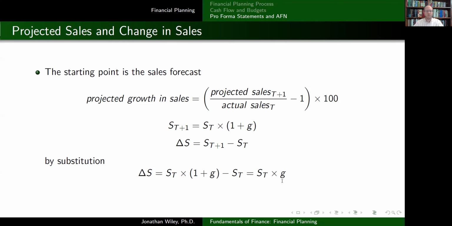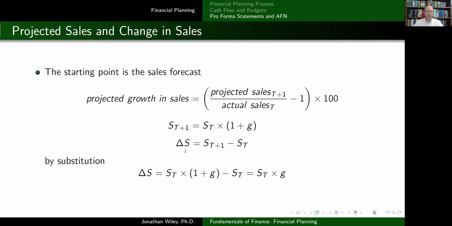That makes sense if you pause to think about it. If I was projecting a growth rate of 10%, and my most recent sales were 1 million, 1 million times 10% is 100,000, so my change in sales is 100,000. And if I work this out, 1 million times 1 plus 0.1, or 1.1 times 1 million, is 1,100,000 for my projected sales. 1,100,000 minus 1 million is the change in sales of 100,000.